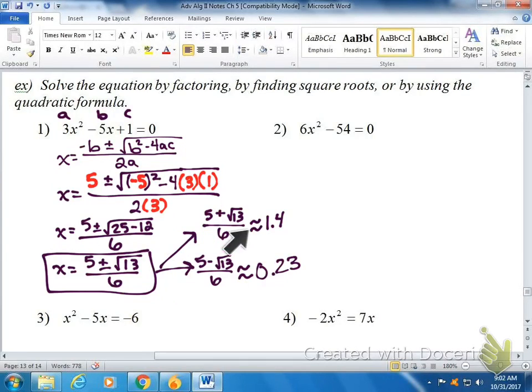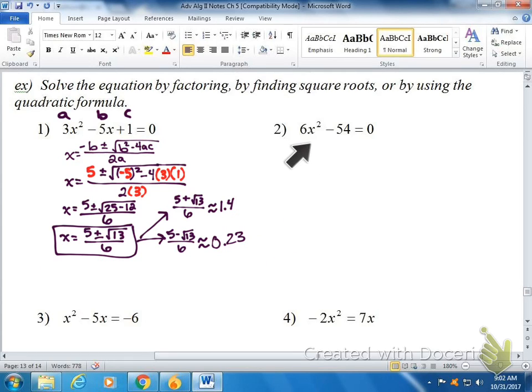So if you wanted to practice this, 5 plus root 13 all over 6 would be approximately 1.4, so that would be an x-intercept, a little past 1, or in between 1 and 2. And then another x-intercept would be closer to 0 on the positive side. So let's go to the next one.